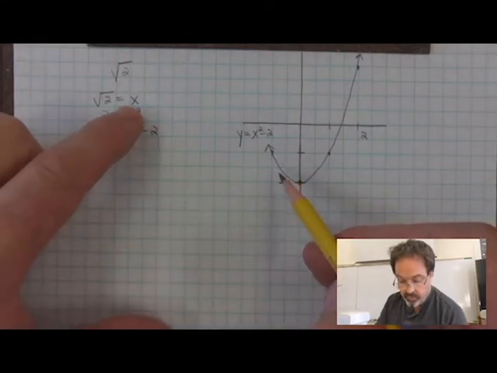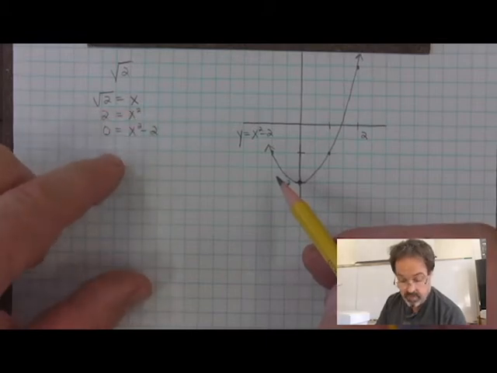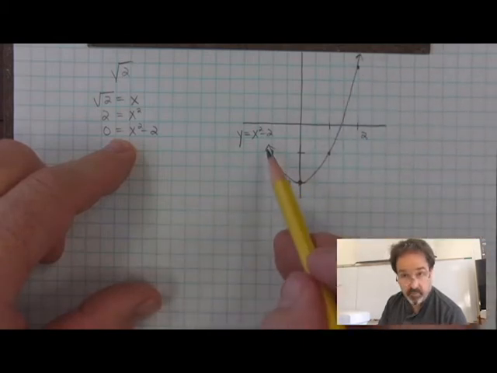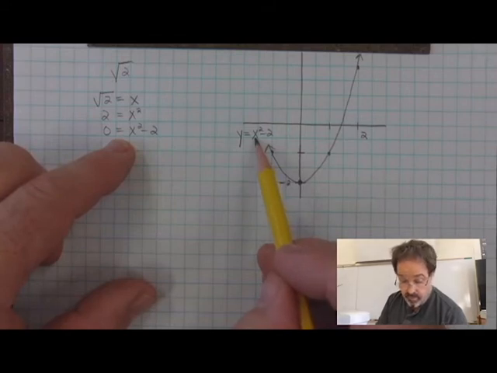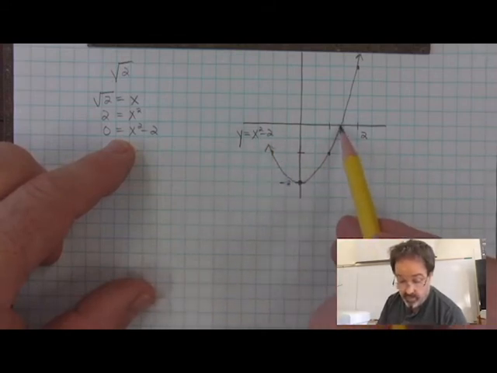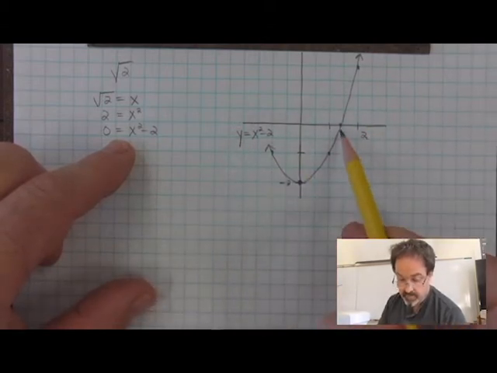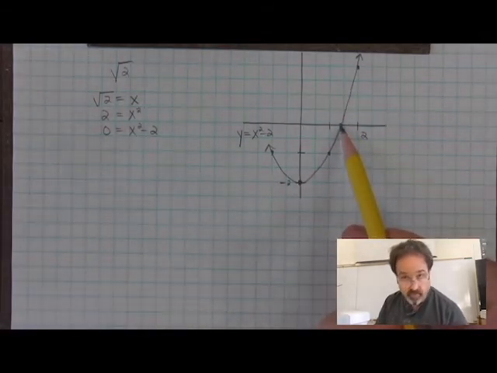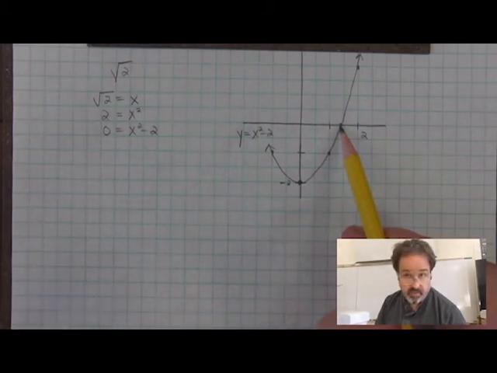The original x value that we're trying to find, the approximation for the radical 2, is the x-intercept on this graph. If x represents radical 2, then I can find it on this graph by setting y equal to 0 and observing where it crosses the x-axis. Where it crosses the x-axis, the x value of that point is radical 2. But how do I find an approximation for it?